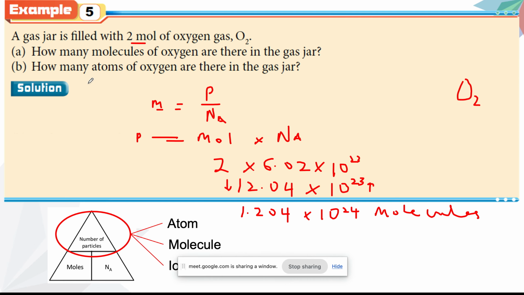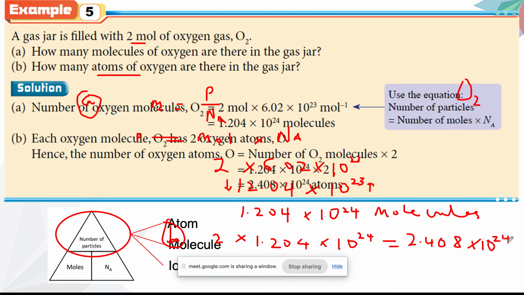So to get the number of atoms, I will multiply the molecule answer I got by 2. So that's for the B. For the B, you get 2.408 times 10 to the power of 24 atoms. You have to write atoms. This one, remember, we are calculating the number of atoms.